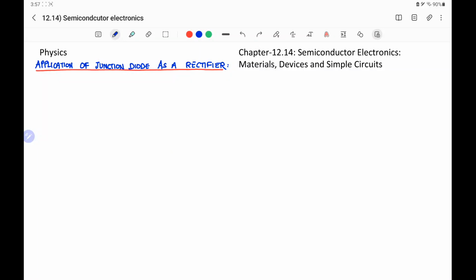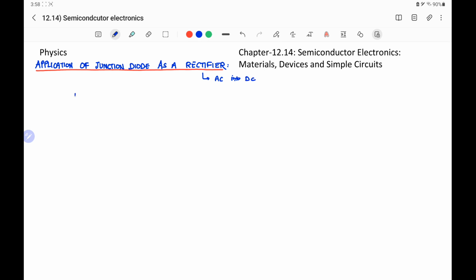A junction diode has the unidirectional property, that is, it conducts only when it is forward biased, and in reverse bias condition it does not conduct. Therefore, this property is used to rectify the alternating voltage, and the circuit is called a rectifier circuit. So we can say that a rectifier circuit is a circuit which converts AC into DC.